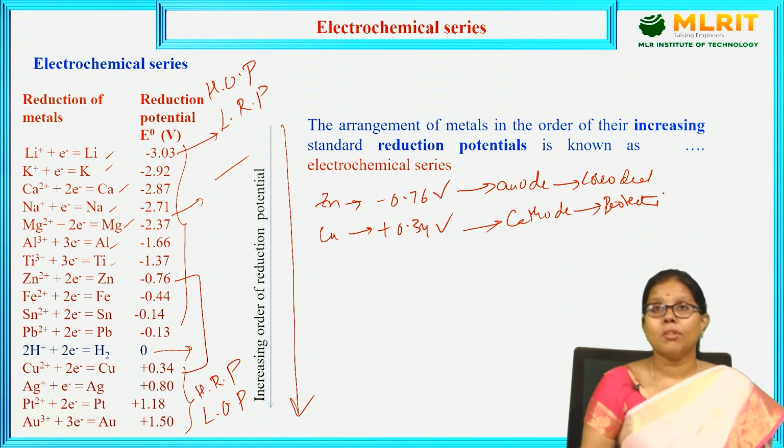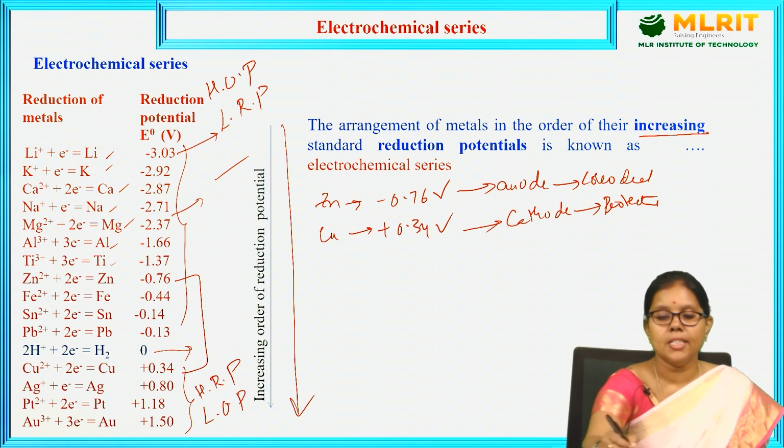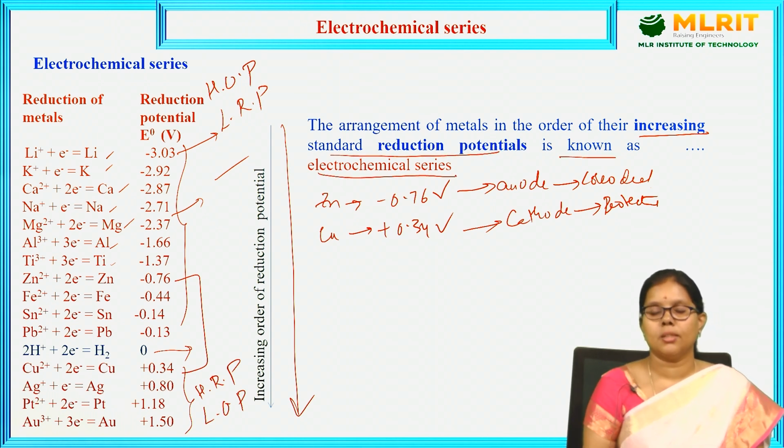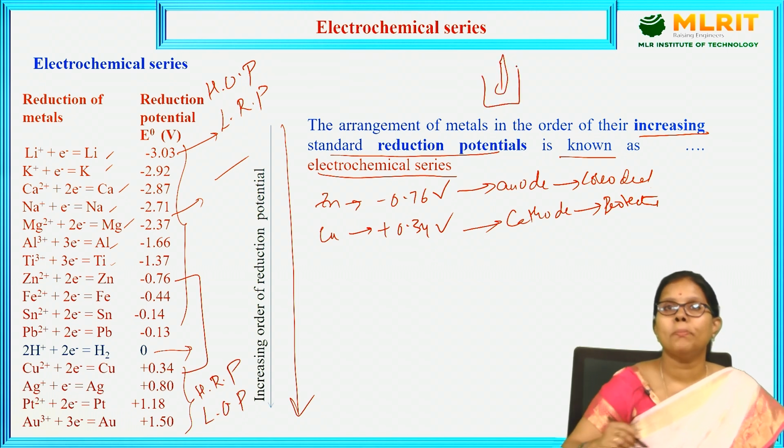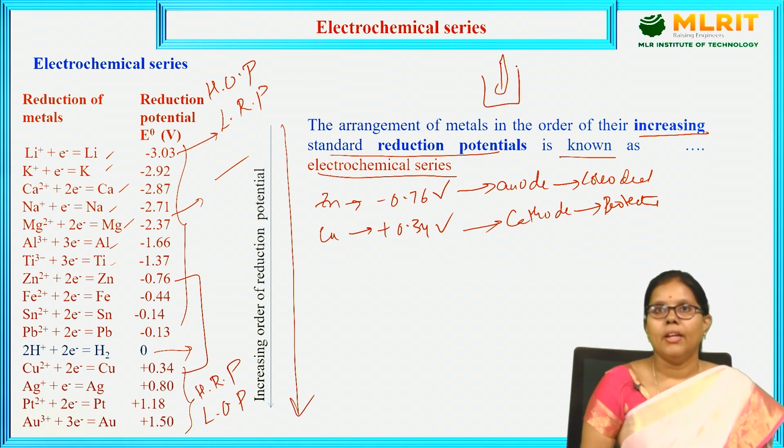The arrangement of the metals in the order of their increasing standard reduction potentials is known as the electrochemical series. When a metal rod is dipped in its own metal ion solution at standard conditions, these are the potentials developed. We have noticed all these reduction potentials.